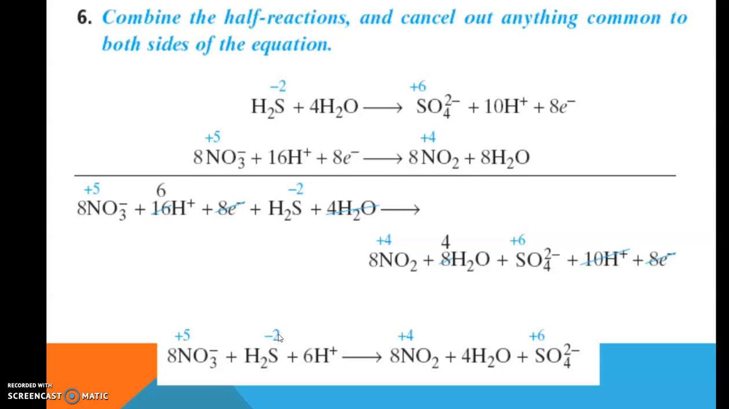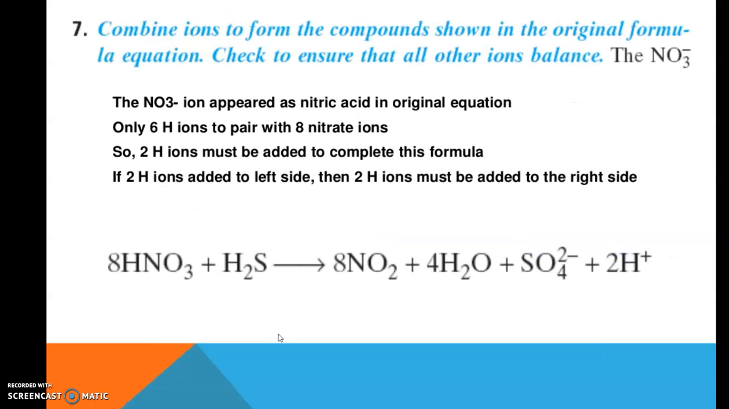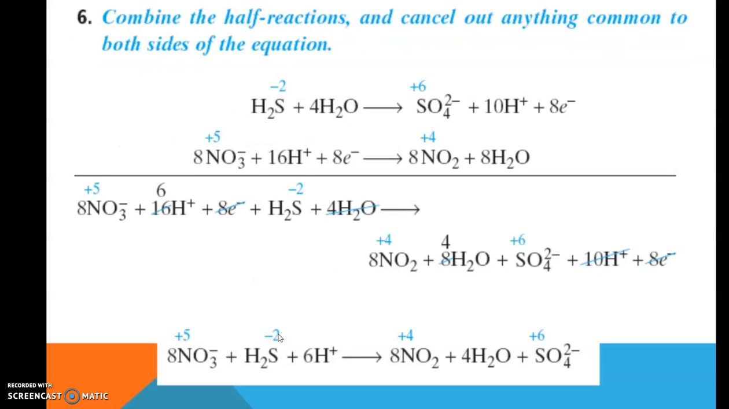And combine the half reactions. And we can cut the common terms. And finally we can write the equation. So combine. Here you can see 8 electrons. Here also 16H plus is there, 8 electrons is there, we can cancel. 4H2O, 8H2O we can cancel. Similar method, whatever is repeating there we can cancel it. And we can write the equation.